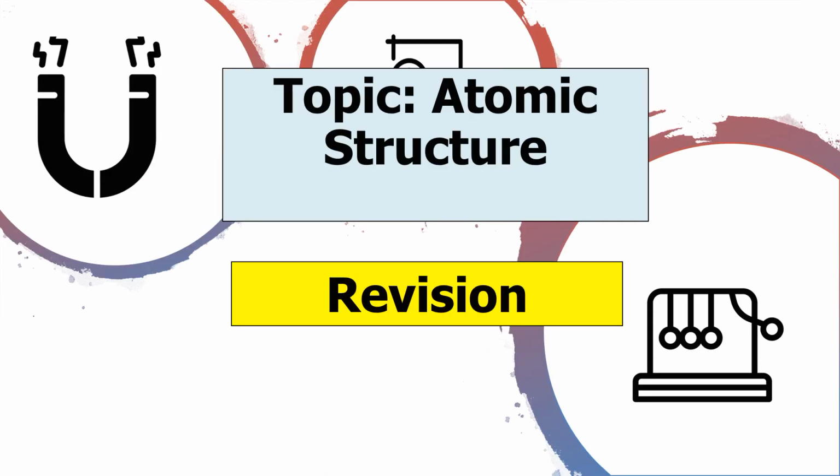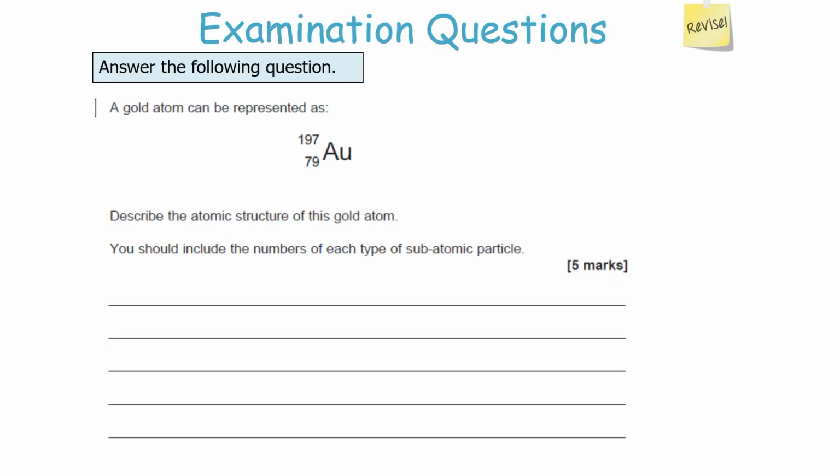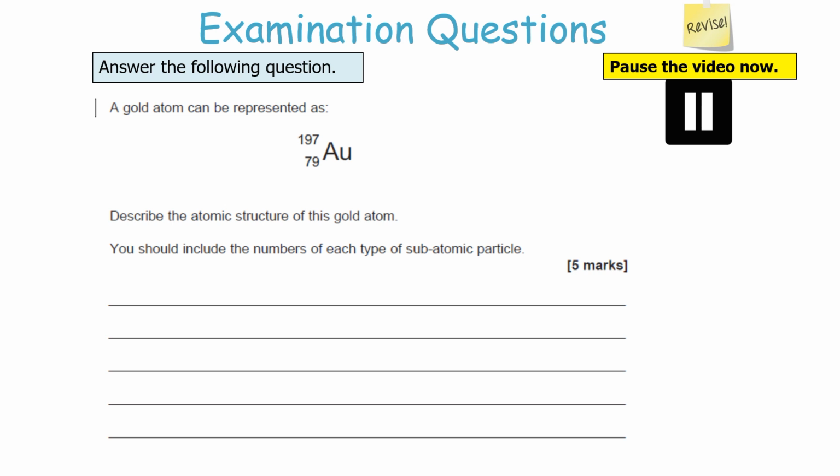We're now going to finally look at questions on the atomic structure topic, which are based on the 2022 examination on Combined Science Physics Paper 1. So the first question says a gold atom can be represented as the following: 197 79 Au. Describe the atomic structure of this gold atom, including the numbers of each type of subatomic particle. So pause the video now, then unpause the video when you want to go through your answer.